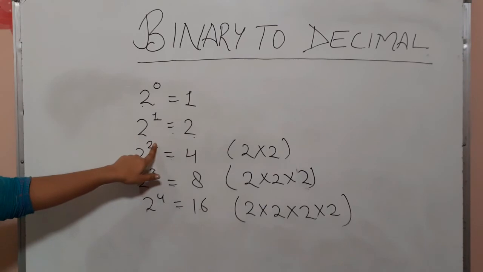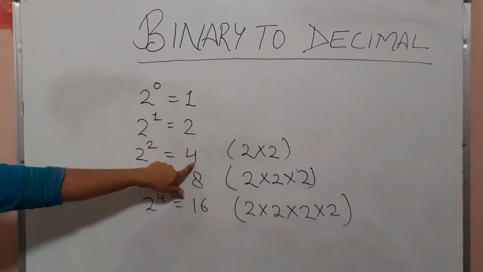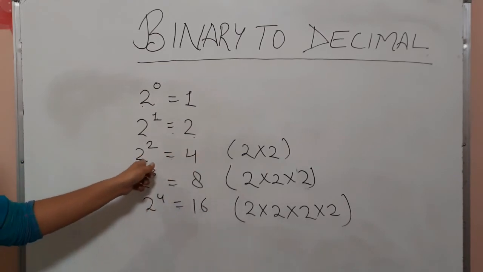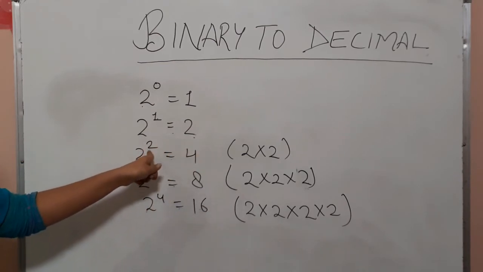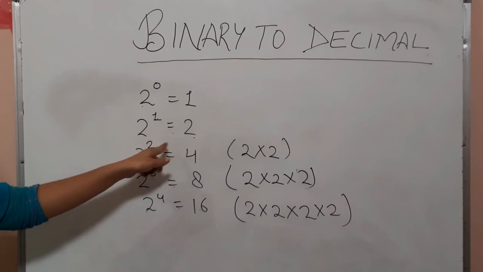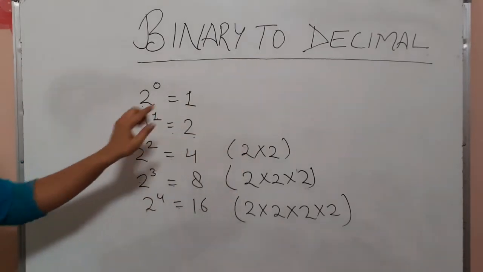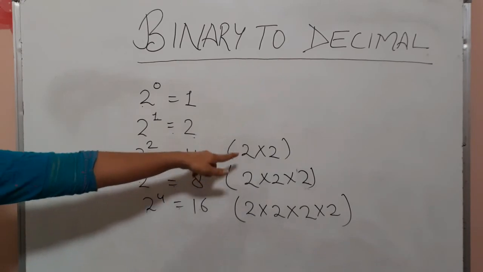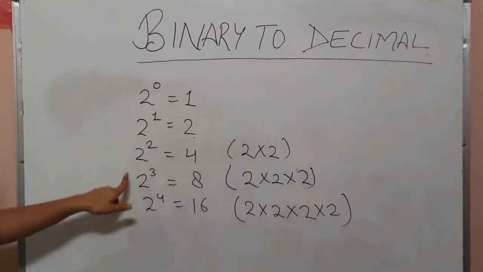Now 2 to the power 2 is equal to 4. How did we get this 4 here? We have multiplied 2 by itself 2 times. It means 2 into 2. If there were 3 here, then we would have written 3 multiplied by 3 equals 9.